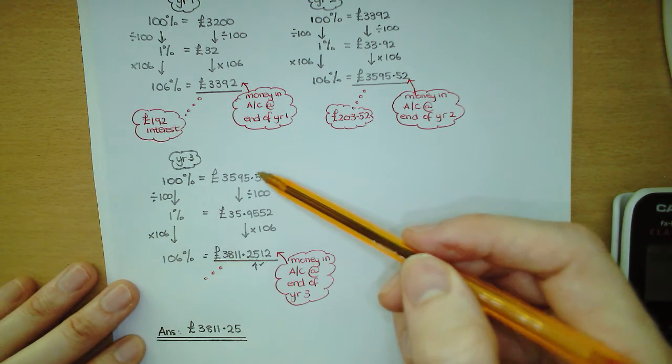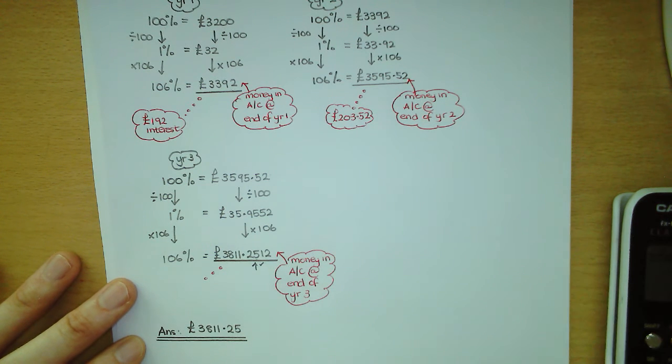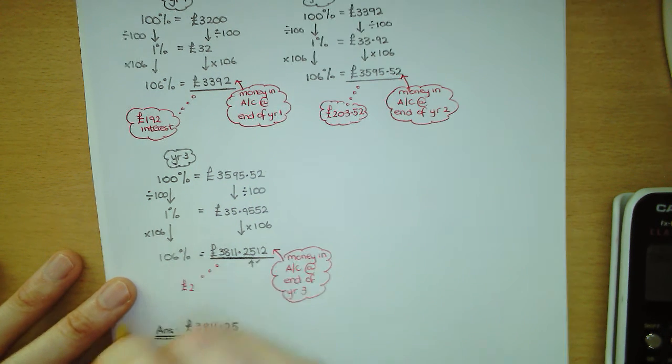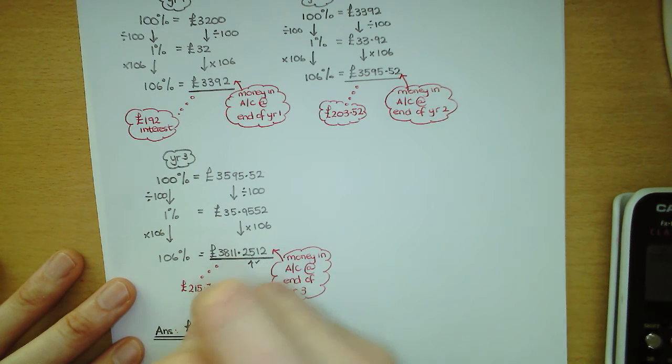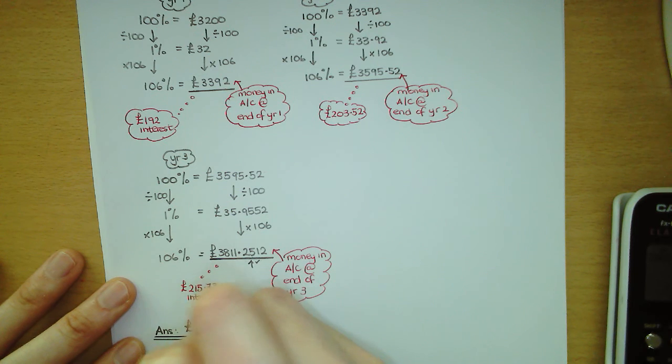And then just to prove it further, work out the interest that was added in the final year. So work out the difference between what she started and finished the year with. So £3,811.2512, and then we're subtracting 3,595.52. So that's about £215.73 interest.